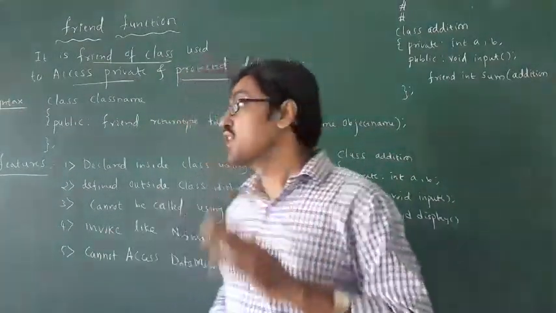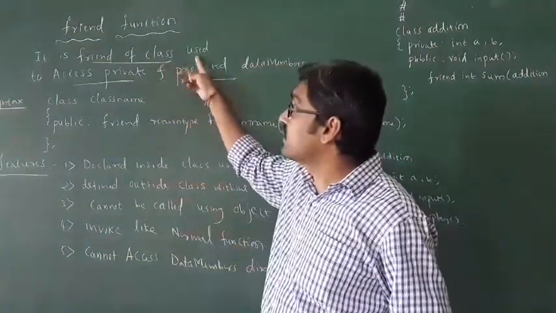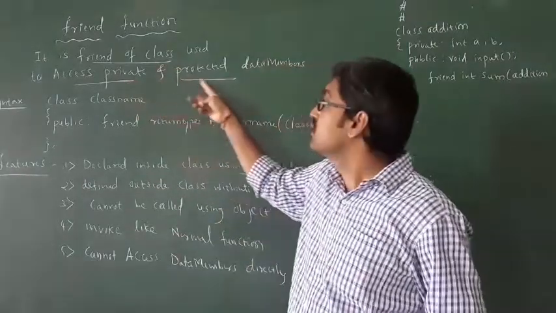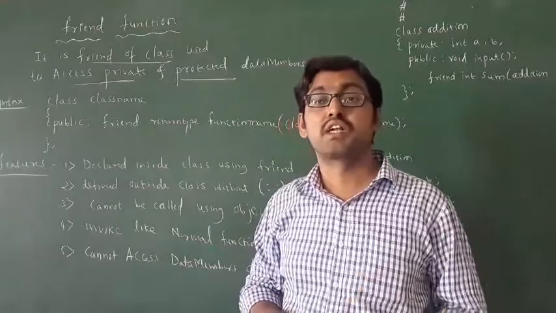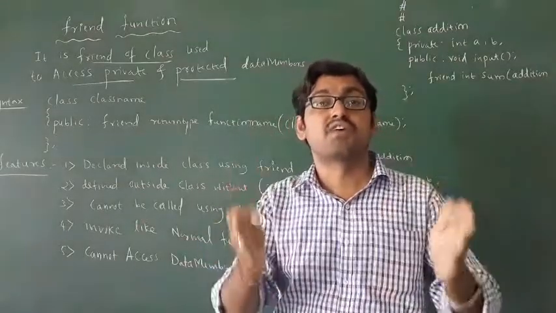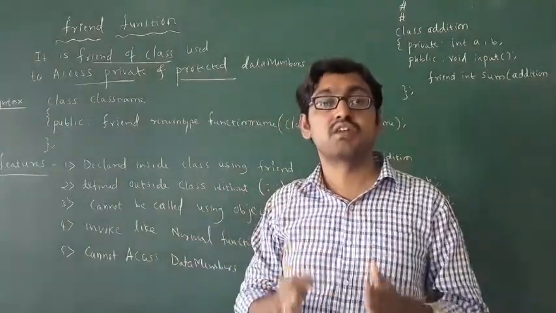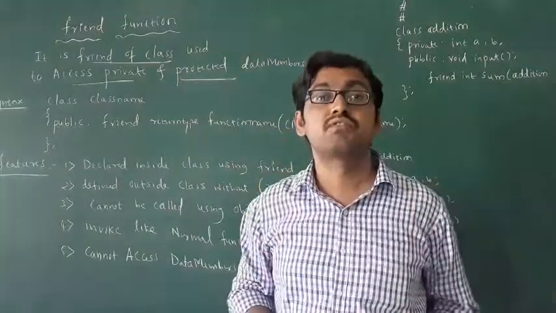Okay, see, then how to see the friend? It is a friend of a class used to access private and protected data members and also member functions. Okay, this is the definition of a friend.